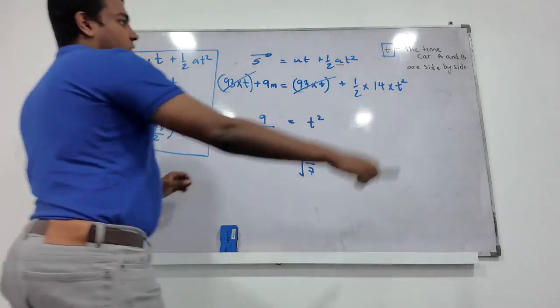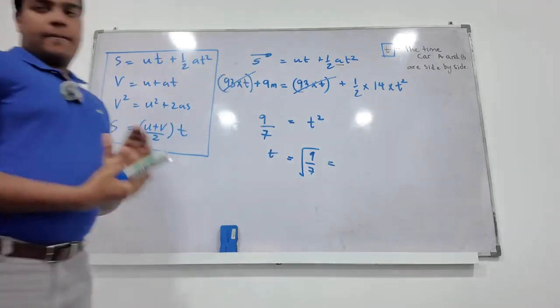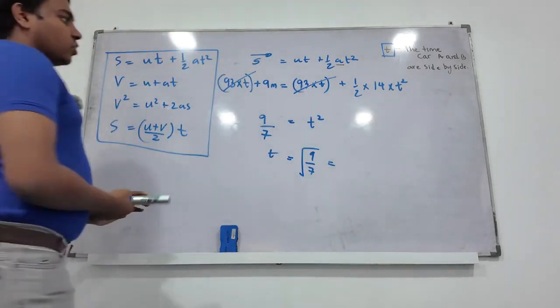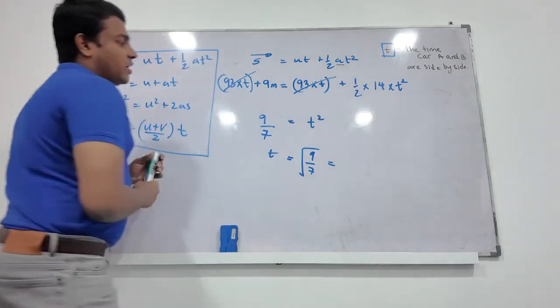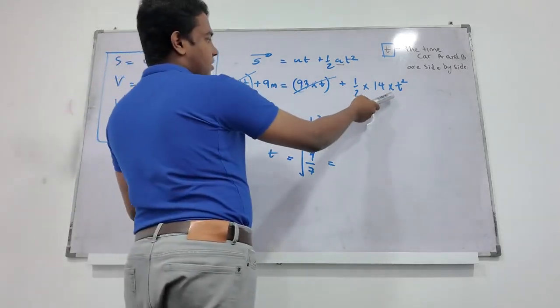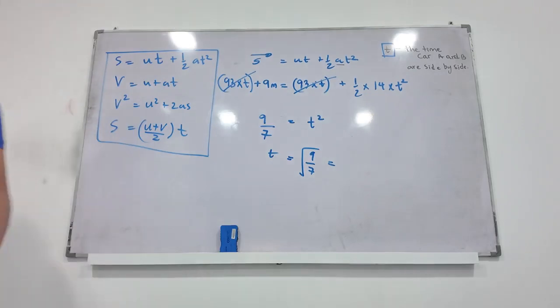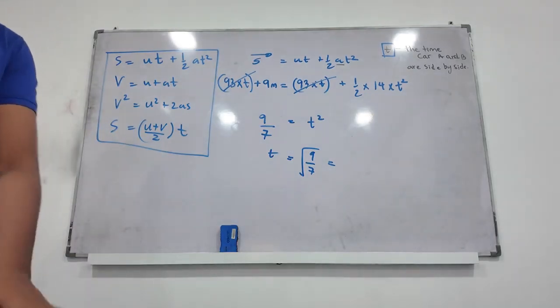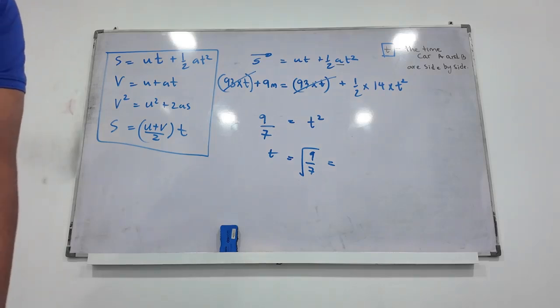If we didn't take this assumption, we can't get the answer. Remember, car A is already 9 meters ahead of car B. Why did we choose car B? Because car A doesn't have an acceleration that we can use here. Is it clear? Yes.